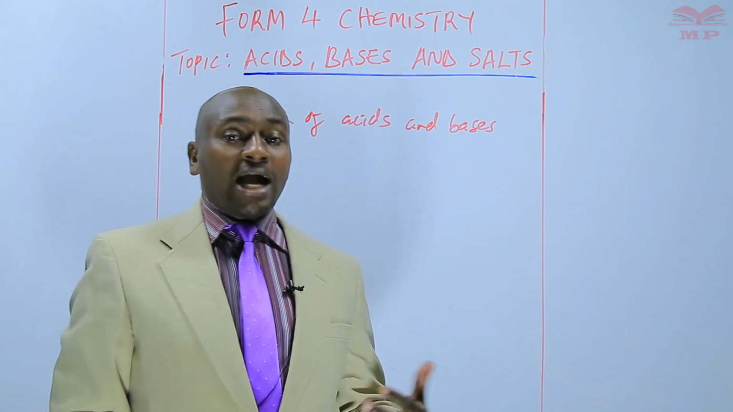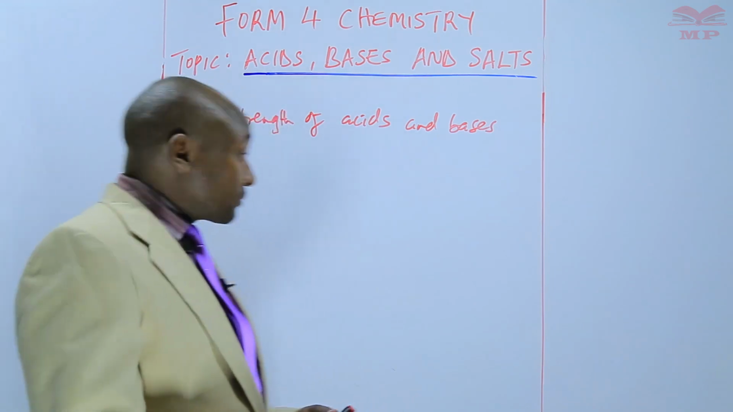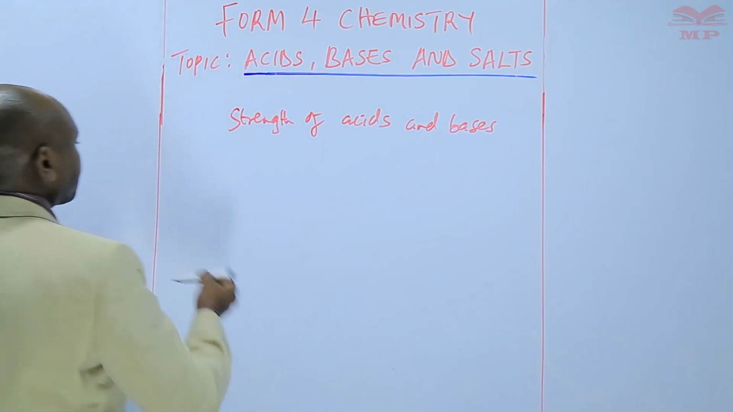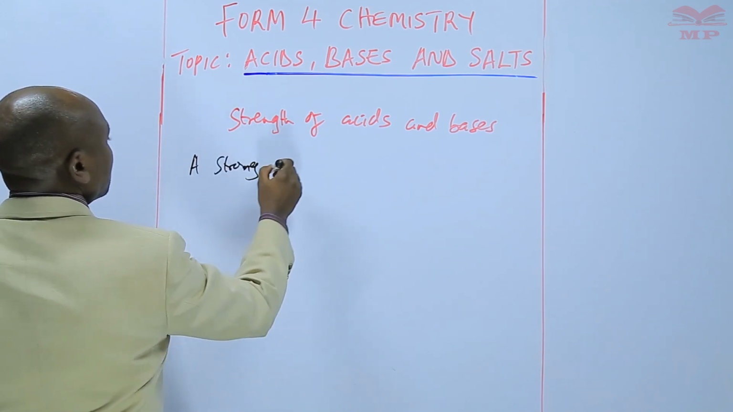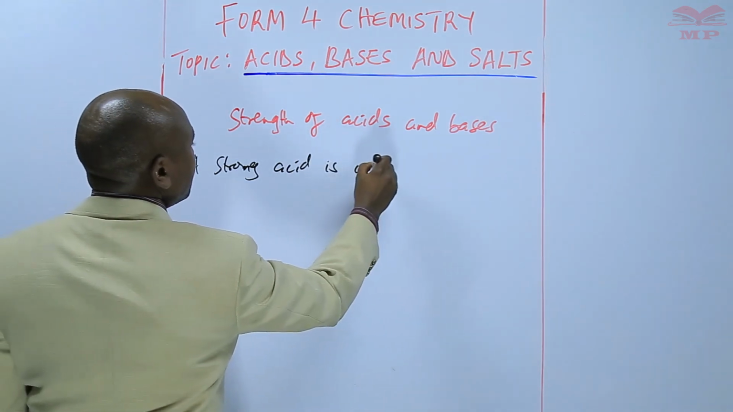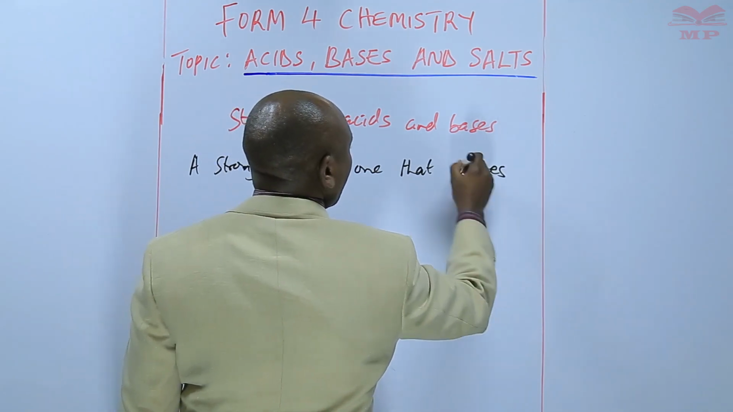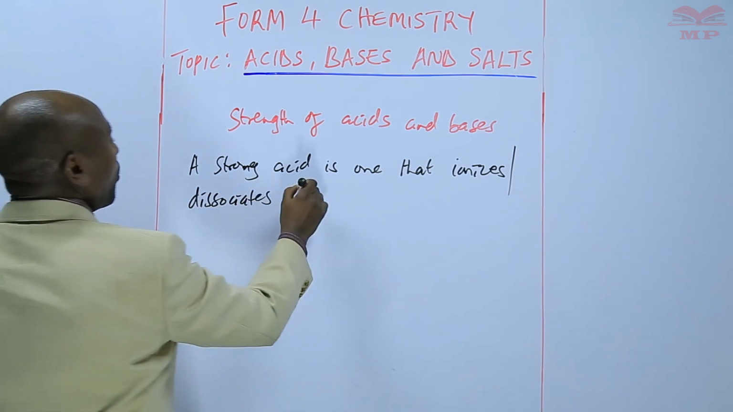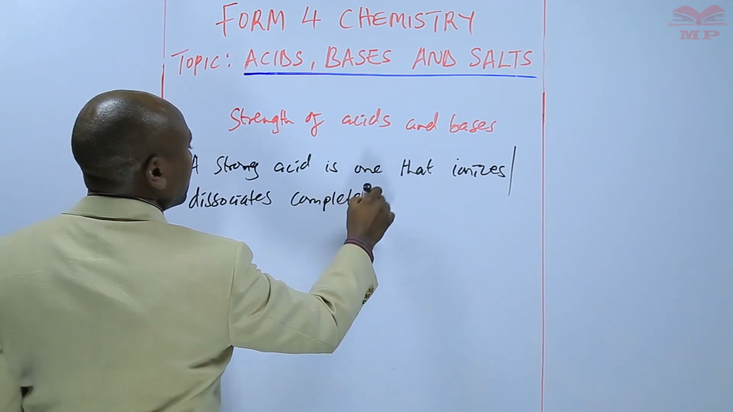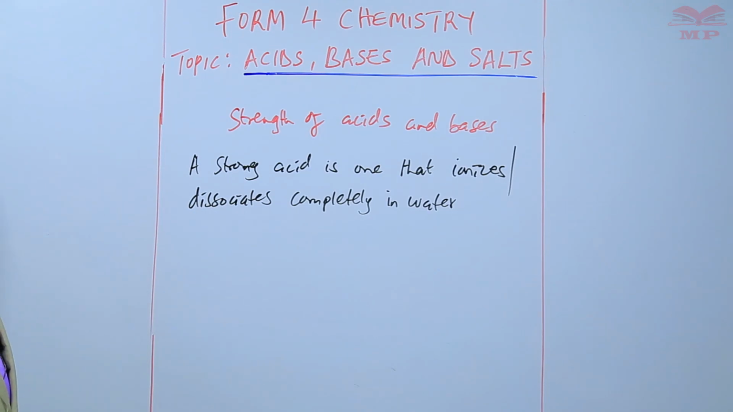So we want to find out what we actually mean when we say that a particular acid is a strong acid. We can say that a strong acid is one that ionizes or dissociates completely in water. A strong acid is one that ionizes or dissociates completely in water.